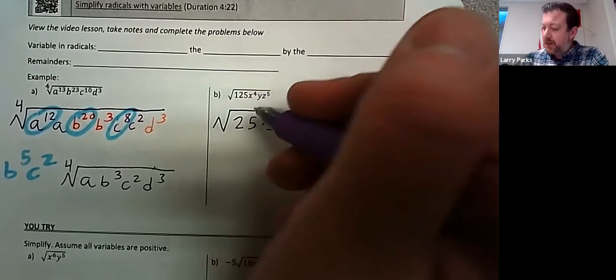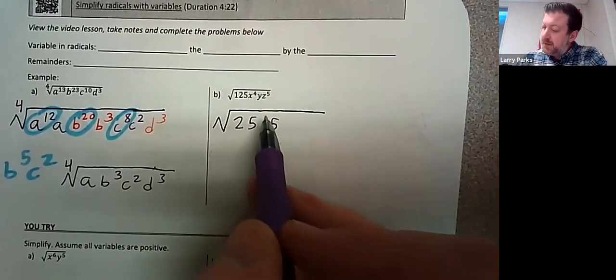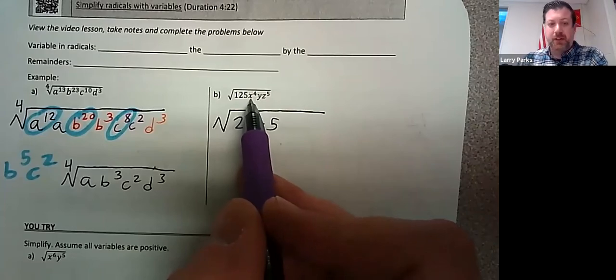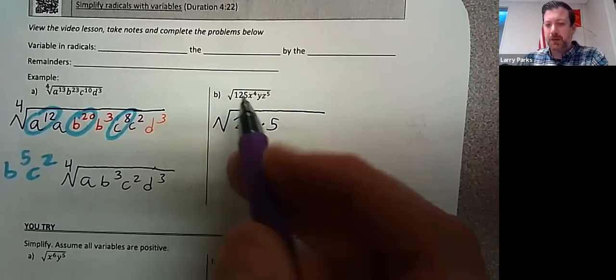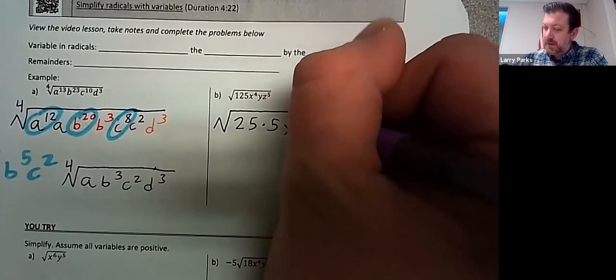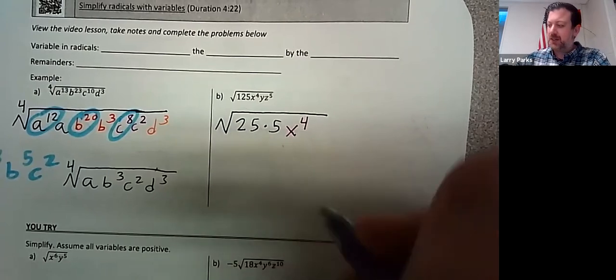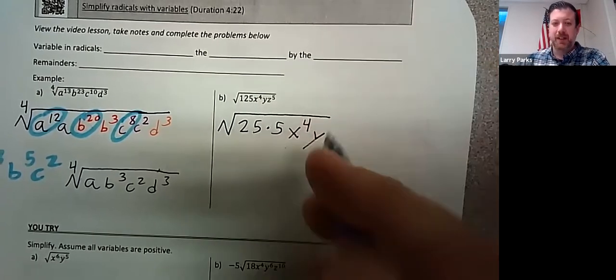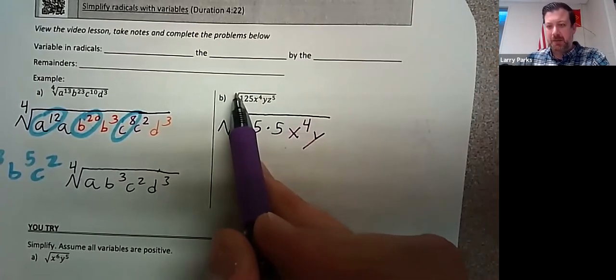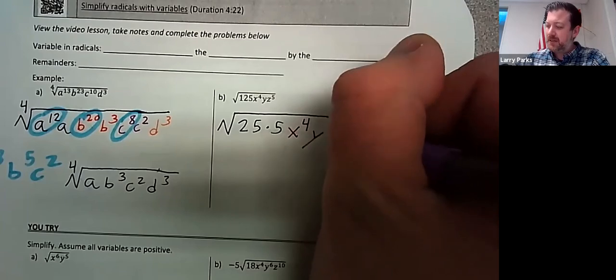Now, x to the 4th is divisible by 2, so we'll leave that alone. y is 1. 1 is less than 2, so we'll leave that alone. 5 is not divisible by 2. So if I count by 2s, that'd be 2, 4. So I break that up into z to the 4th times z.